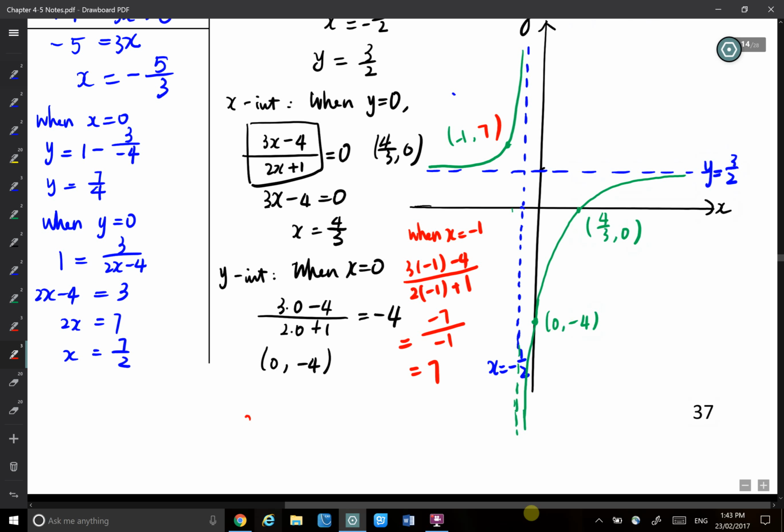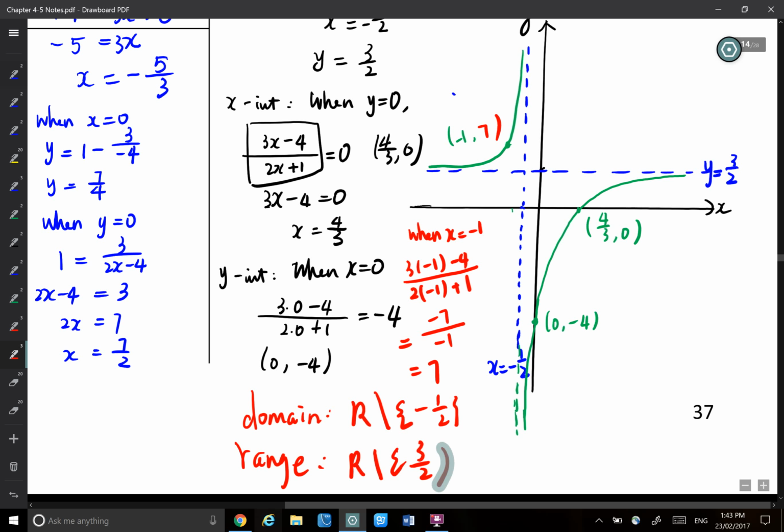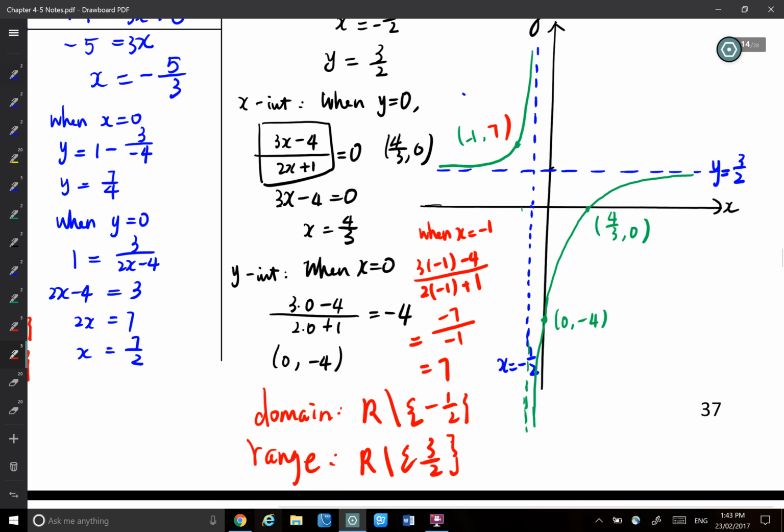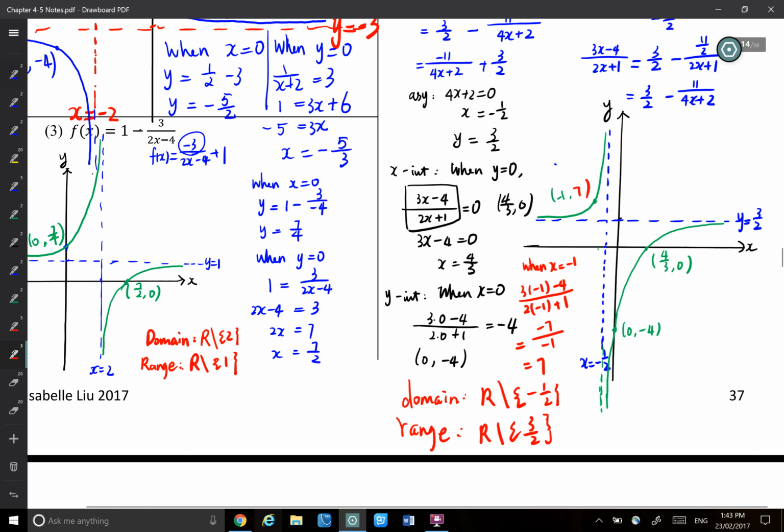Okay, so the domain will be R except -1/2, and the range will be R except 3/2. Oh, not a curly bracket. Okay, you have curly bracket 3/2.